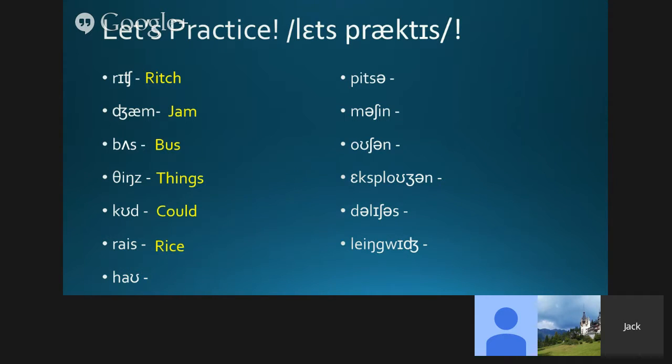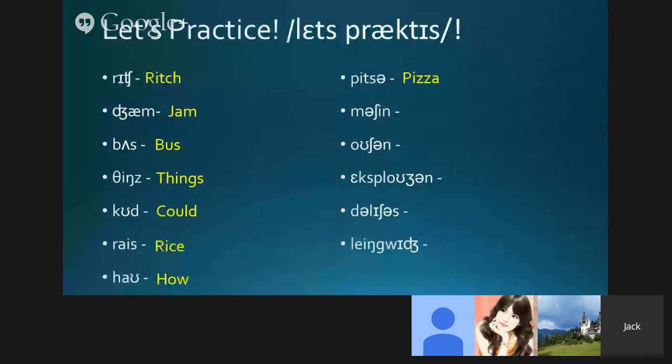The next one is how. This one is actually an Italian word that we use in English. Pizza. This one is machine. You can hear that schwa, it's barely there. Machine. This next one is ocean. Ocean.